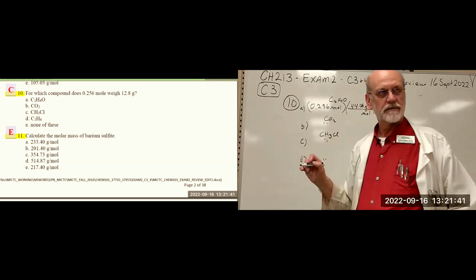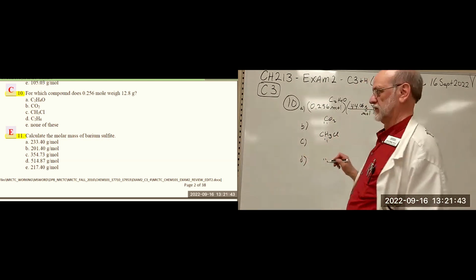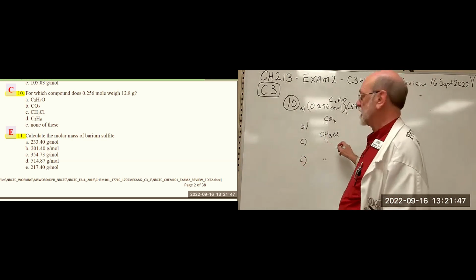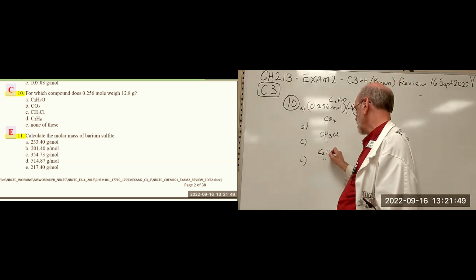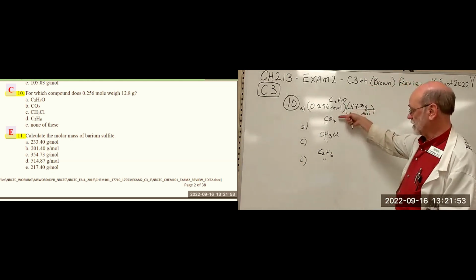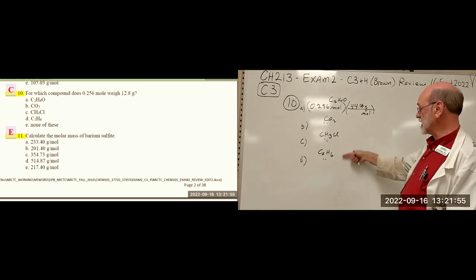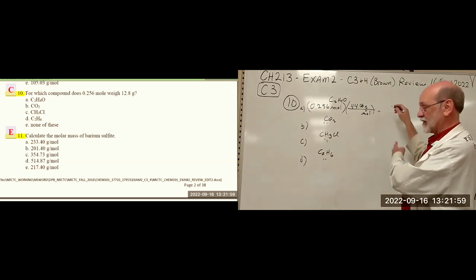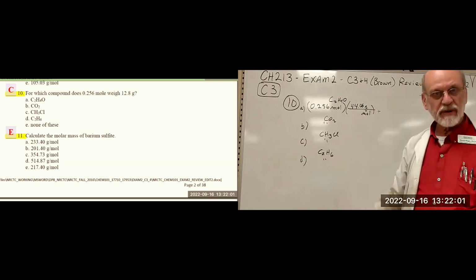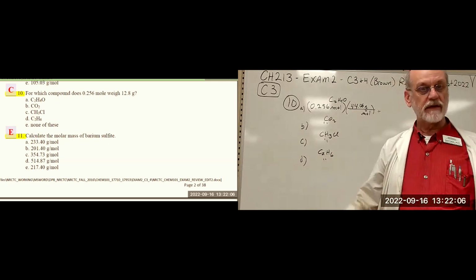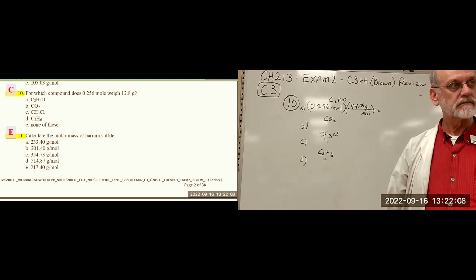CH3Cl, methyl chloride, is a commonly used solvent in organic chemistry. C2H6. And you'd use the molar mass of each one of these to find out the mass. Right? Then when you got the mass over here, compare it to 12.8. And that'll give you the answer. Okay.